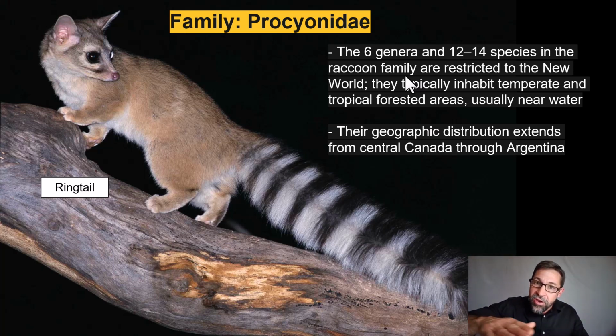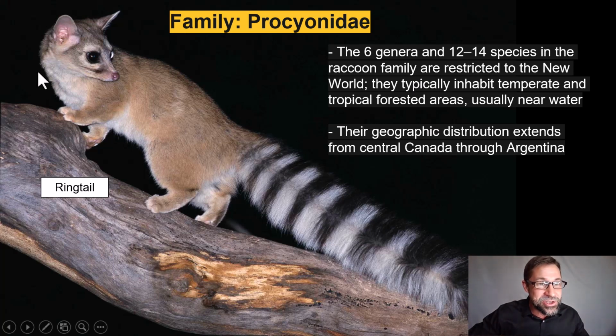So in riparian areas, muddy areas right next to the stream is a great place to look for the distinctive raccoon tracks, plantigrade tracks. So raccoons, their geographic distribution extends from central Canada, again through Argentina. This species is remarkable. It's an elusive nocturnal species, but they are here in Arizona. This is the ringtail in the raccoon family.